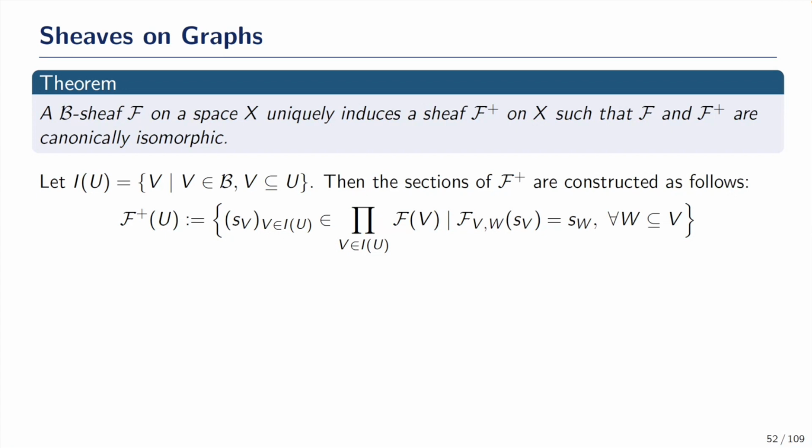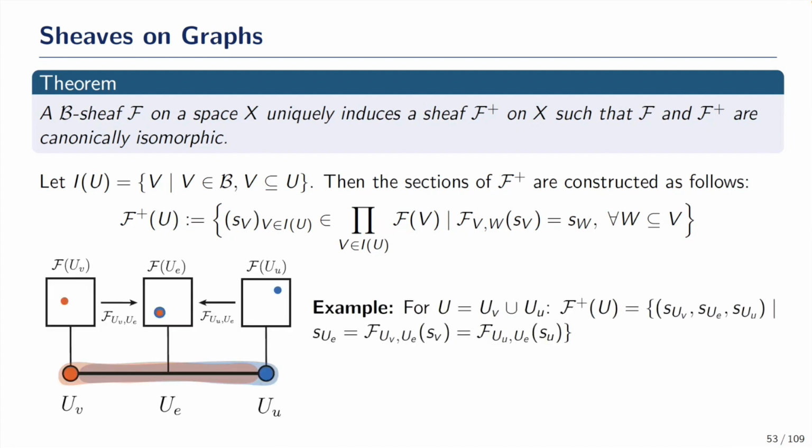If we have some open set, we look at all the base open sets that are included in that one. For any open set, we're going to have these smaller ones in the base, and we look at all of these and pick some data from each. So this s_V will just be a sequence or a tuple. Essentially, just enumerate all your open sets from the base in that open set and pick some section from all of them, but you also have to satisfy a condition. You need to make sure these restrictions hold.